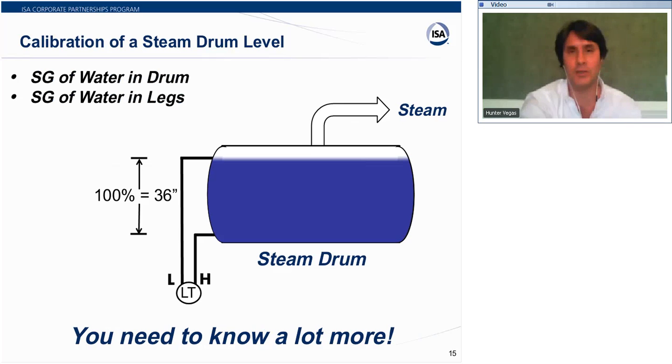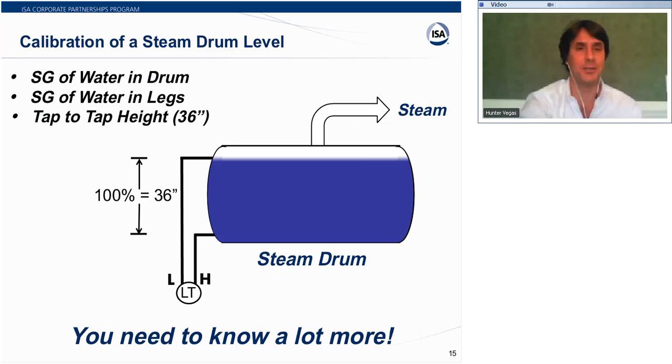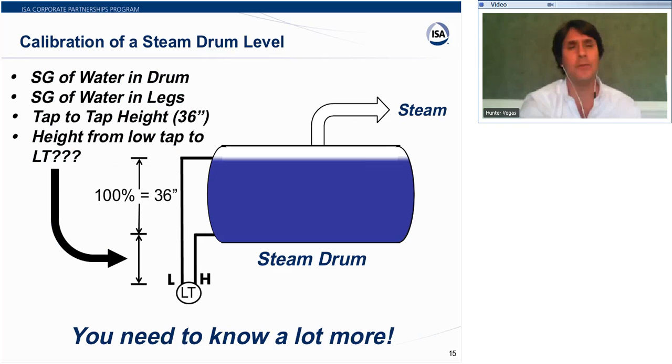Usually most people heat trace the legs in order to keep them from freezing. The temperature of the water will determine the gravity, which affects the calibration. Of course, you need to know the tap to tap height. I gave you that at 36 inches, so that much you know. Last question is, do you need to know the height from the low tap to the level transmitter, that lower section? The answer to that is no, you don't.